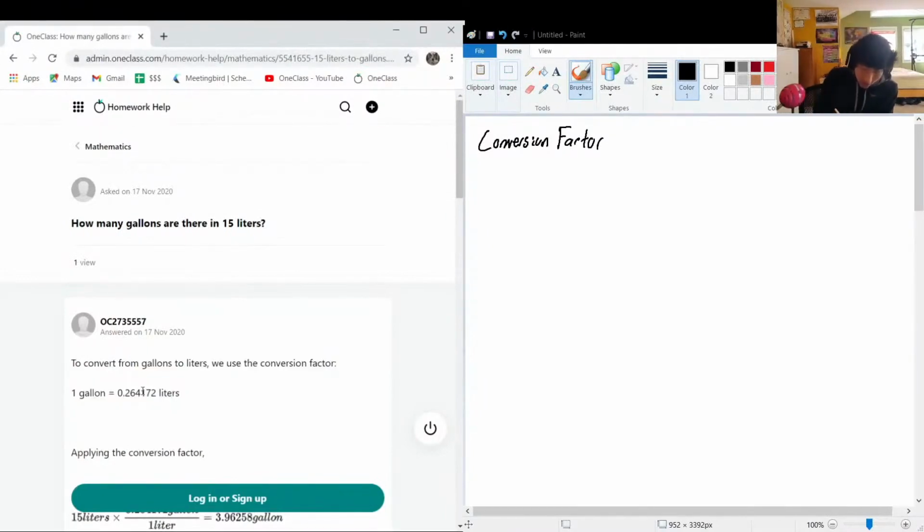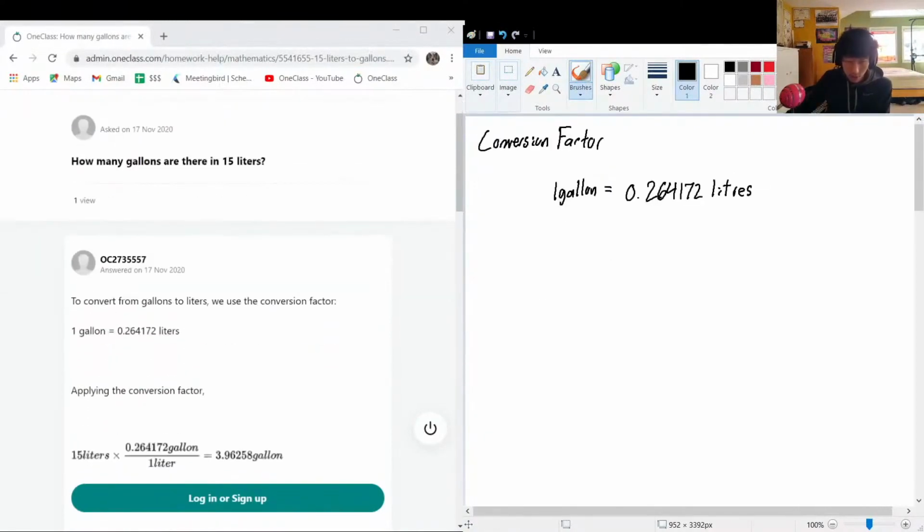So we have in every 1 gallon, we have 0.264172 liters. Okay, so what we can do with that is... wait, that's not right. That's backwards. Okay, so this is actually... oops.